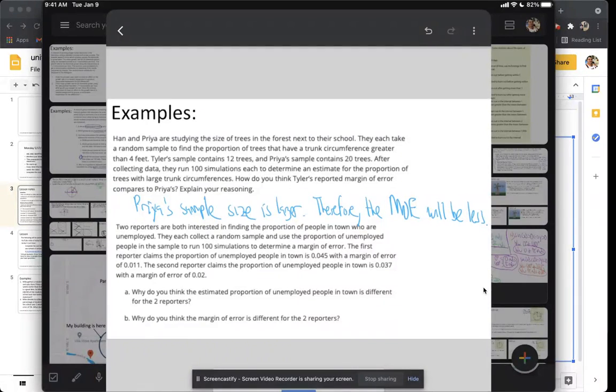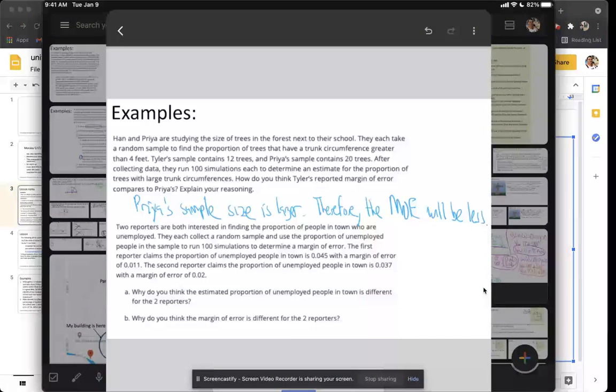They each collect a random sample and use the proportion of unemployed people in the sample to run 100 simulations to determine a margin of error. The first reporter claims the proportion of unemployed people in town is 0.045 with a margin of error of 0.011. The second reporter claims the proportion is 0.037 with a margin of error of 0.02.